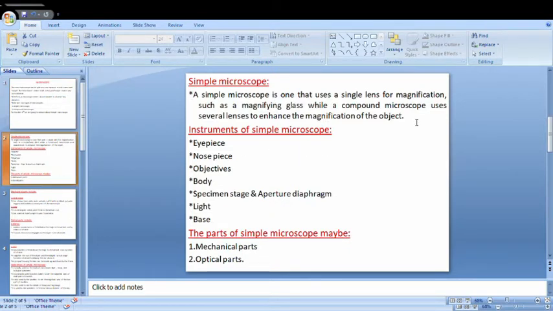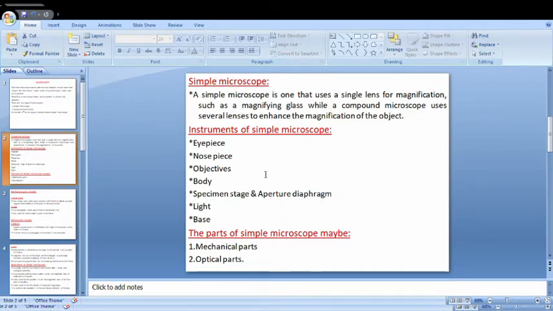So let's discuss the definition of simple microscope. A simple microscope is one that uses a single lens for magnification, such as a magnifying glass, whereas a compound microscope uses several lenses to enhance the magnification of the object. As we discussed the definition of simple microscope, now let's discuss the instruments of simple microscope.